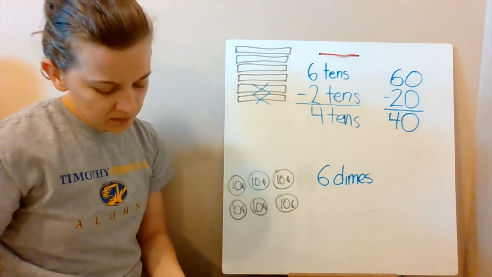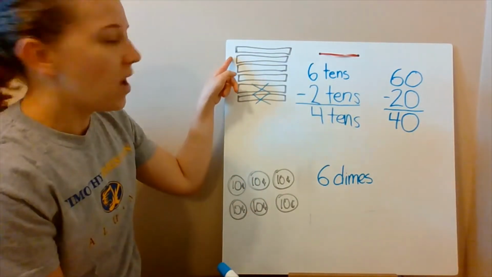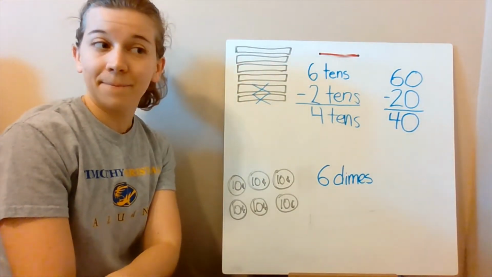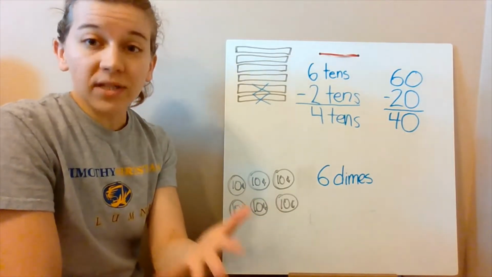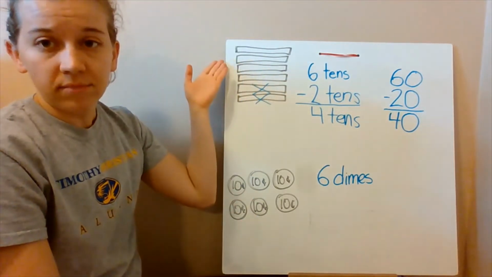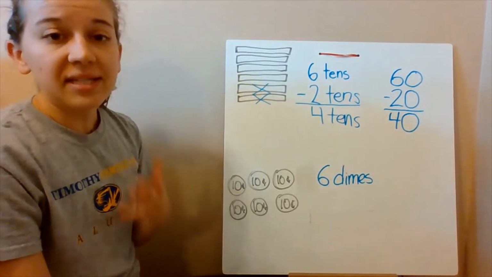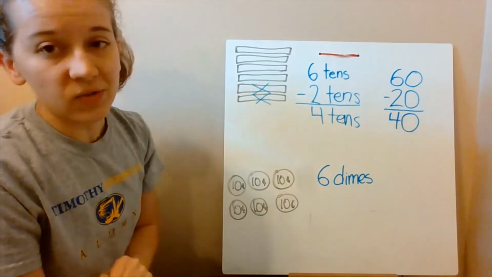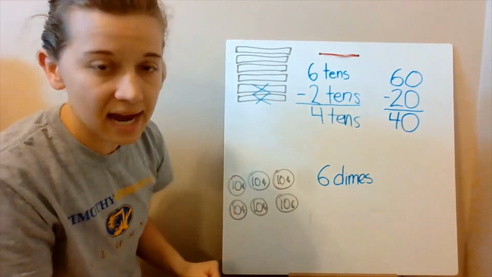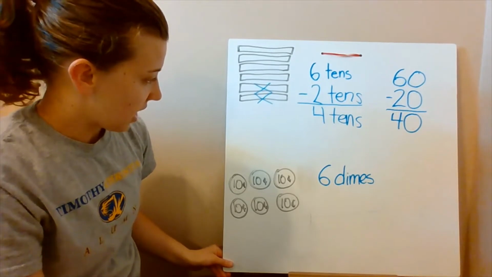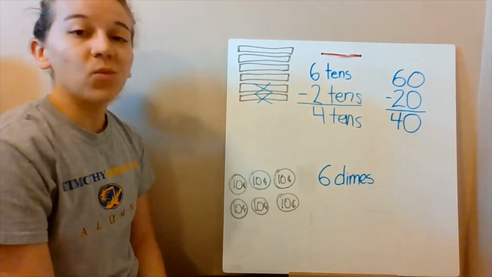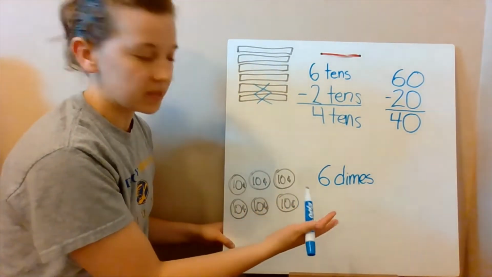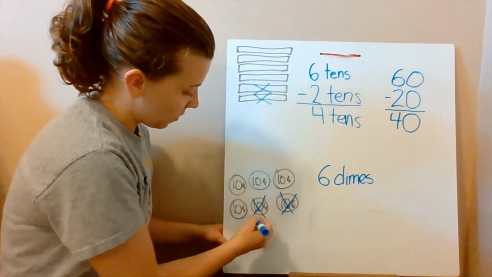Very good. All right, now 1 ten rod is similar to a dime. How is it similar to a dime? They both equal 10, right? A 10 rod equals 10, and a dime is 10 cents. Okay, so they're both equal to 10. So now, instead of using tens, we're going to use dimes. Okay, so we have 6 dimes, and then we're going to take away 2 dimes. We spend 2 dimes at the store. All right, so we'll take away 2.